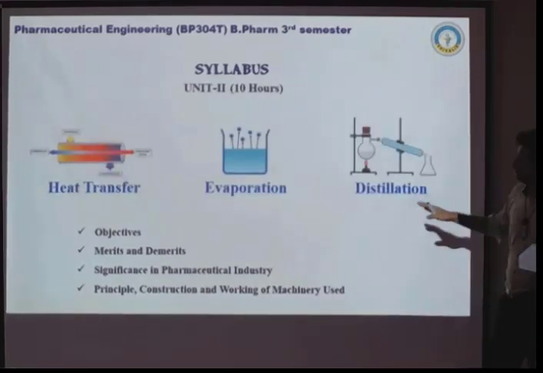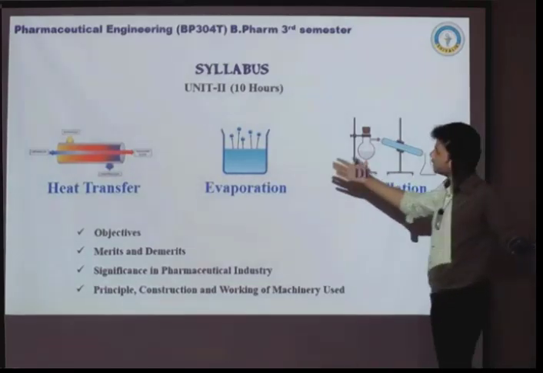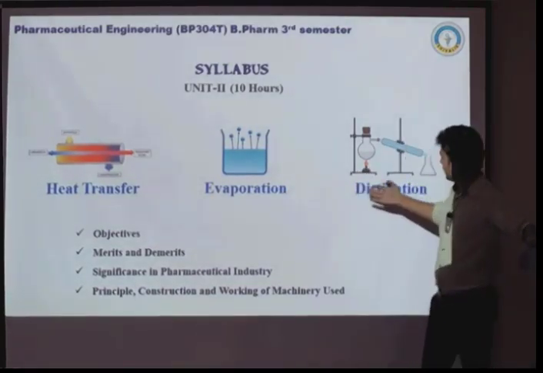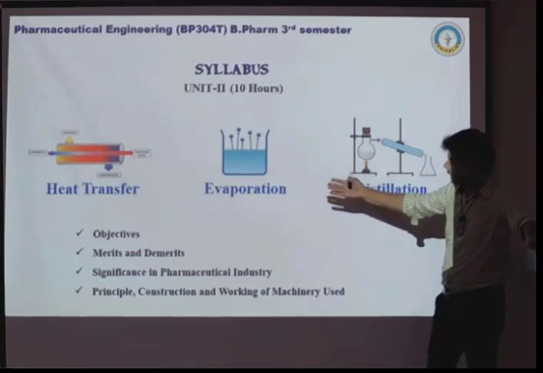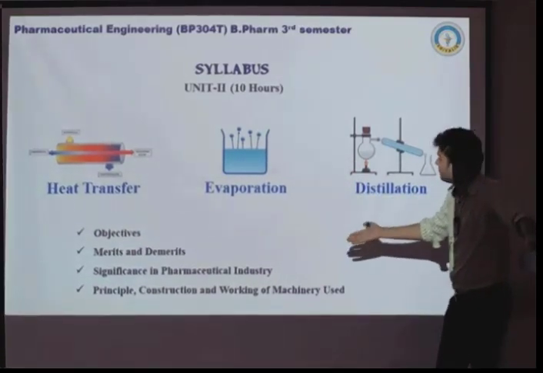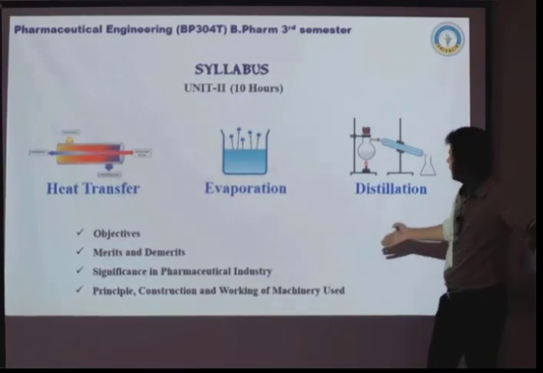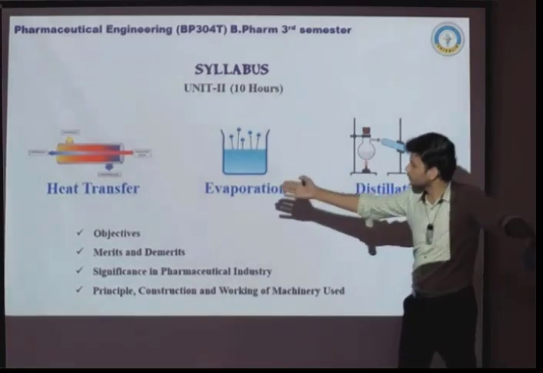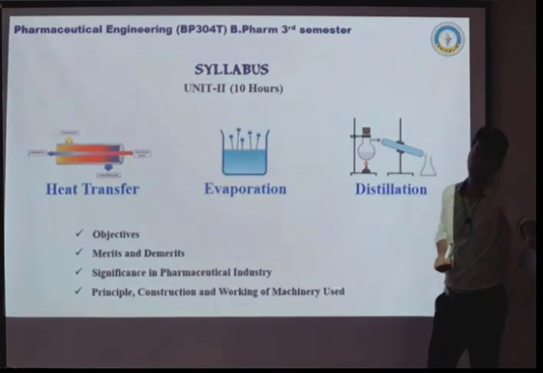Now moving to unit 2. In unit 2, we will be discussing heat transfer, evaporation and distillation. Again, the objectives, merits, demerits, significance in the pharmaceutical industry, obviously, and the construction, principle, and working of the machinery that will be used for the processes of heat transfer, evaporation, and distillation.